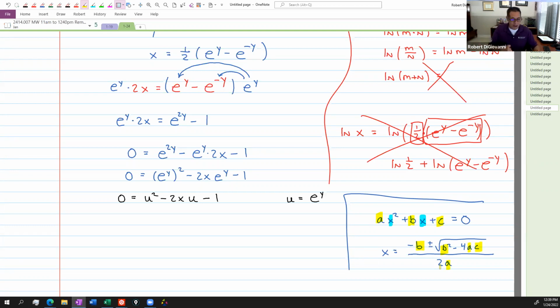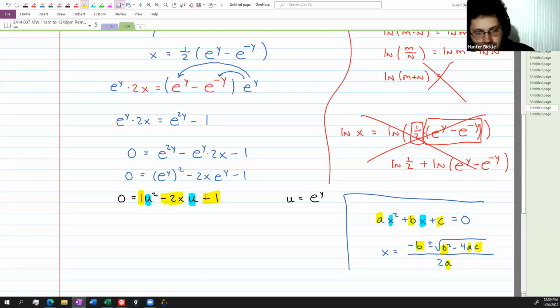That's exactly what we have here, except that our variable is u, not x. And instead of a, b, c being constants, our a here is 1. What's our b? Negative 2x is our b. And our c is what? Negative 1.